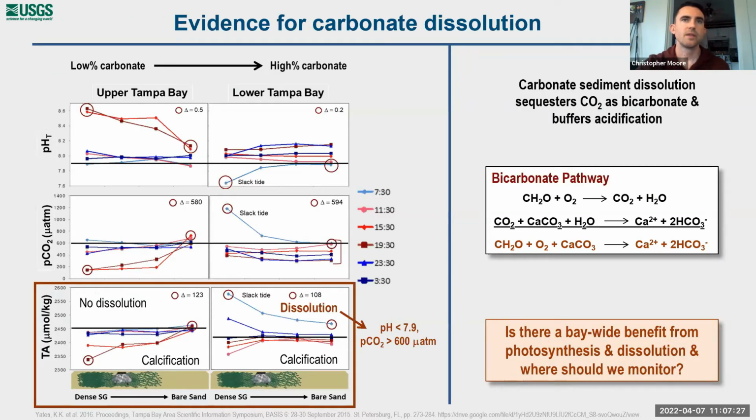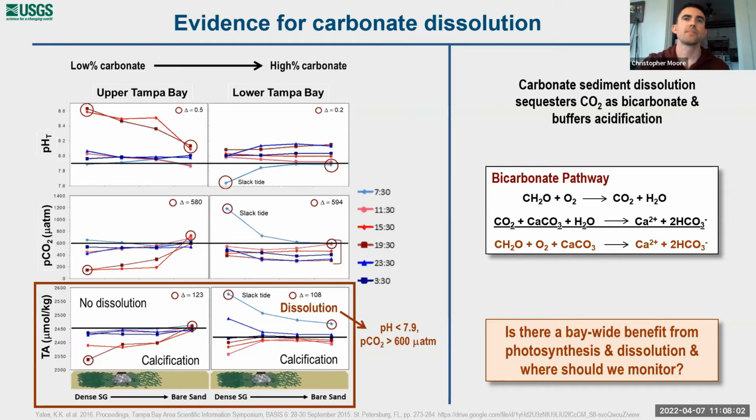Here we go. This is an example of our pilot study results for pH on the top, PCO2 in the middle, and total alkalinity on the bottom, where our upper Tampa Bay graph results are on the left and the lower Tampa Bay results are on the right. Each line shows concurrent measurements along a transect from dense seagrass to bare sand at a specific time of day, with the blue colors indicating nighttime measurements and the red colors indicating daytime measurements. You can see the effect of seagrass photosynthesis and respiration on pH and PCO2 during the day and night.